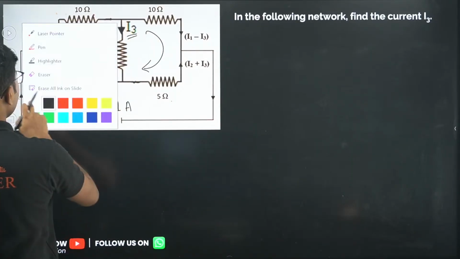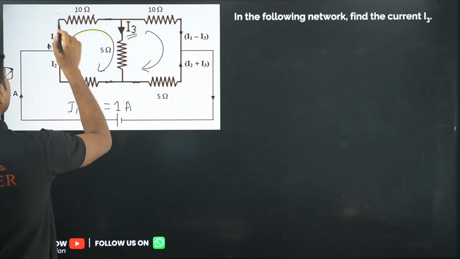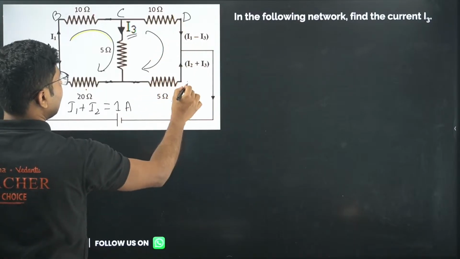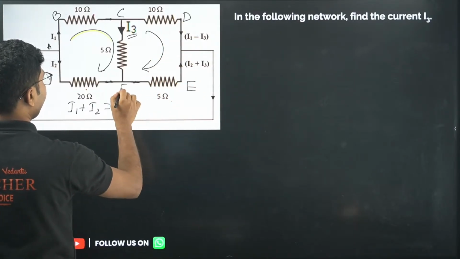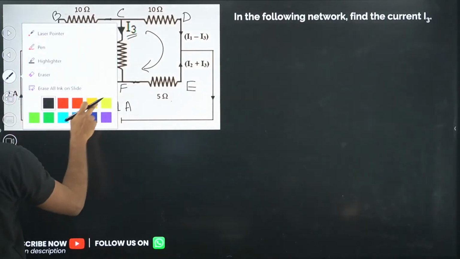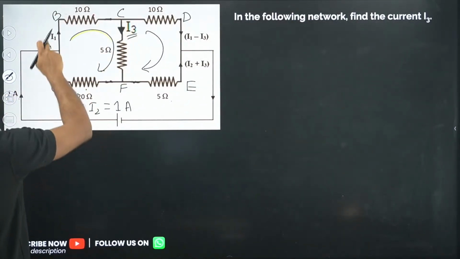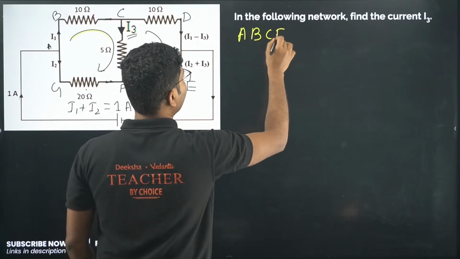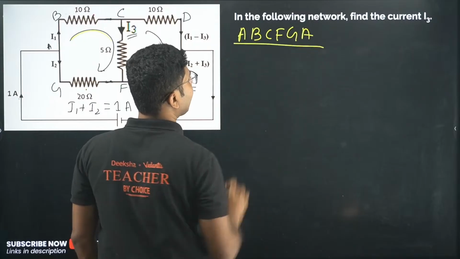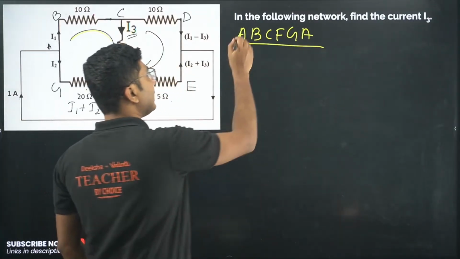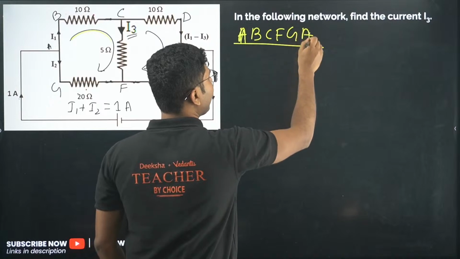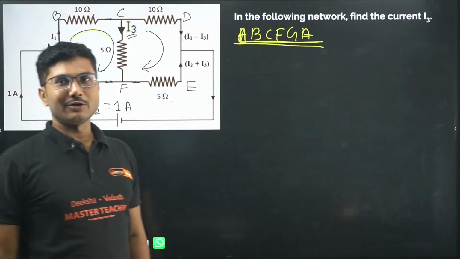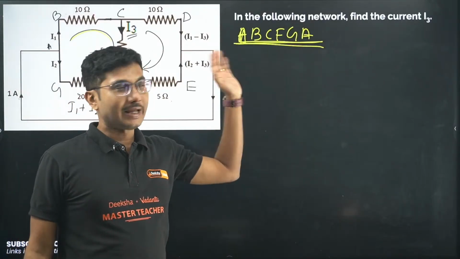So these two loops are sufficient. We will take the first loop and label the points A, B, C, D, E, F, G. First we take the loop A, B, C, F, G, A. The way to write the name of a loop is that the starting point and ending point are the same. So if you write something like this, it is not a random thing, it is the name of a loop.